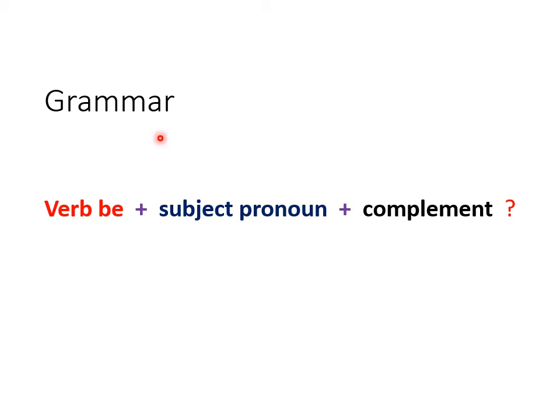Let's check the grammar. What is the correct structure to make the interrogative form? So, first we start with the verb be. Then we have the subject pronoun. And finally, we have the complement. But don't forget the interrogative symbol. It is very important.